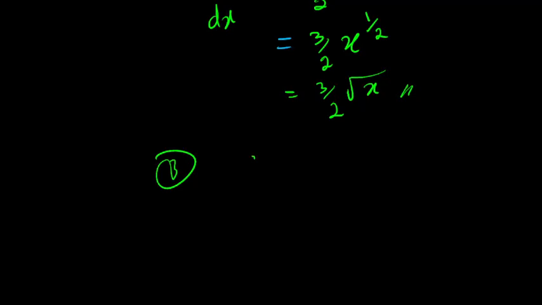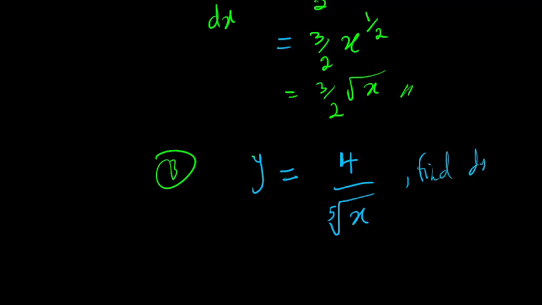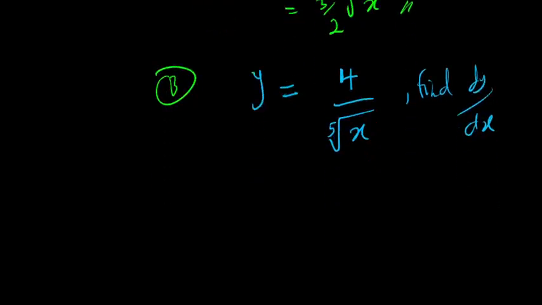Number 3. Let's say we have y is equal to 4 over the 5th root of x. Let's say we have this, and we are asked to find dy dx. So how are we going to undo this?